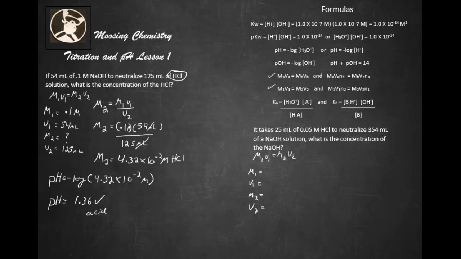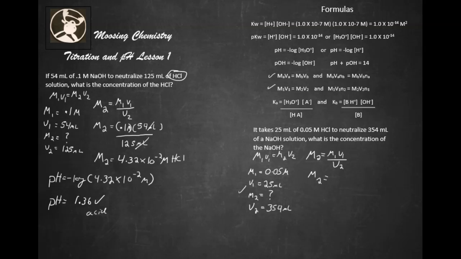So let's set up our players. Our first volume is 25 milliliters. Our first concentration is 0.05 M. Our second volume was 354 milliliters, and we're looking for M2. So M2 equals M1 V1 all over V2. Now see how easy this is? By doing this, you're able to keep track of all your numbers. It just makes everything a lot easier than trying to do it in your head.